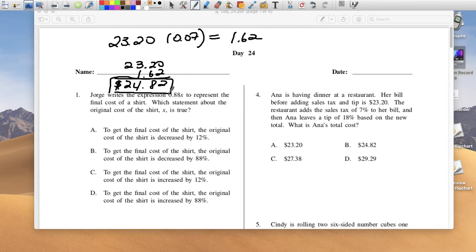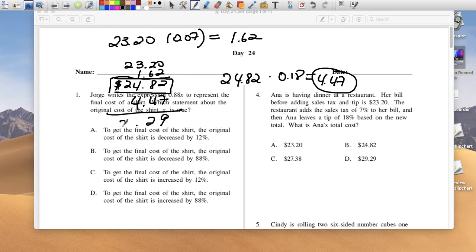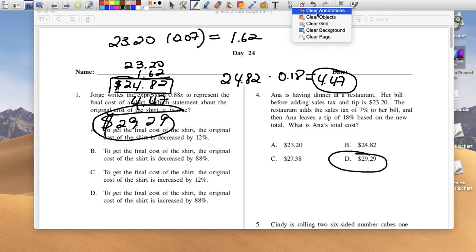So now, if the new total is 24.82 including the tax, let's find out what 18% of that is. So we're going to multiply that by 0.18, and 24.82 times 0.18 means that her tip is going to be $4.47 rounded. So now, that was the new total plus the tip. So we get $29.29, and we have that answer right here. But again, you really have to read the question, and had I honestly read it carefully, I would not have selected this question.